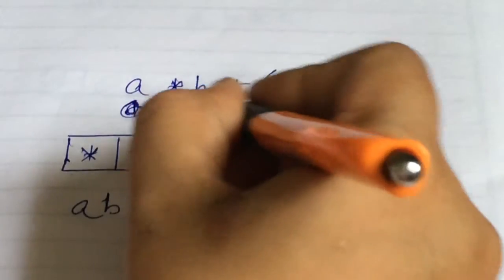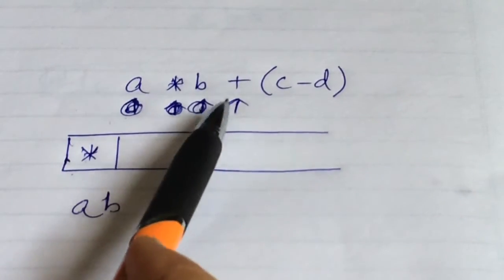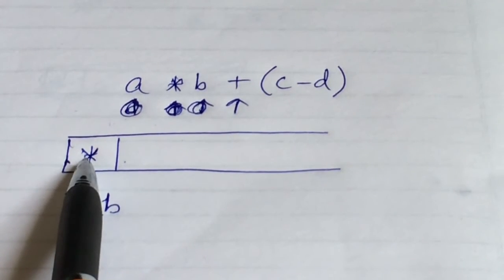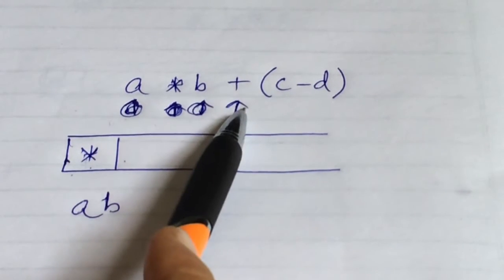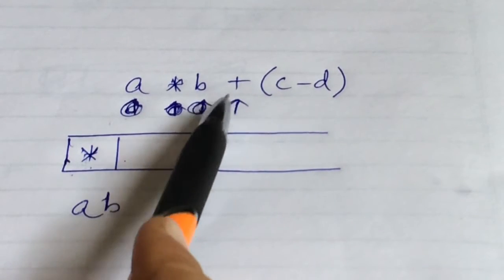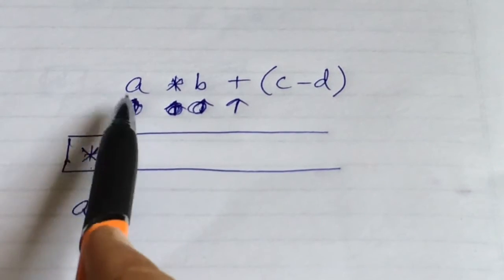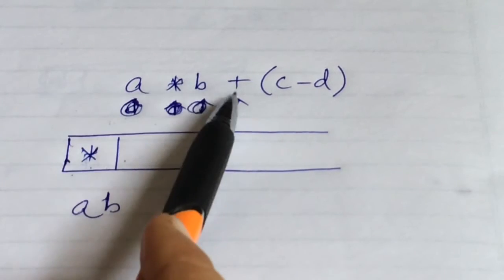Now the input pointer will be at plus. Since plus is an operator, we have to push it in the stack, but we will see what is at the top of the stack, and the top of the stack is a star, which has higher precedence than plus. So we cannot push plus over star unless and until we pop all the elements from the stack which are having higher precedence than plus.